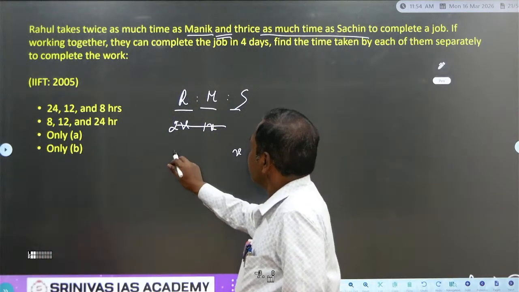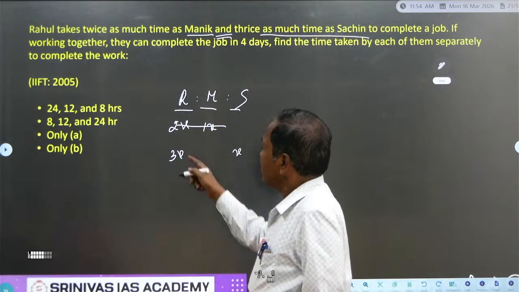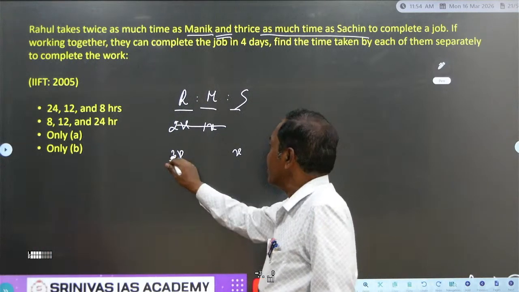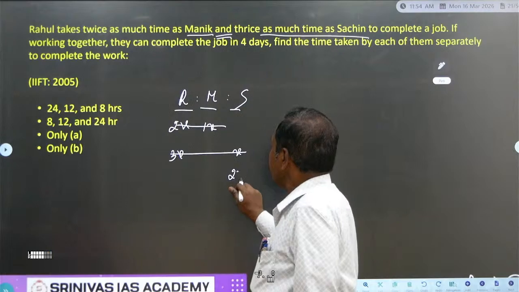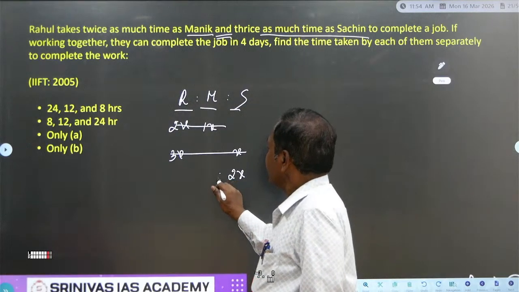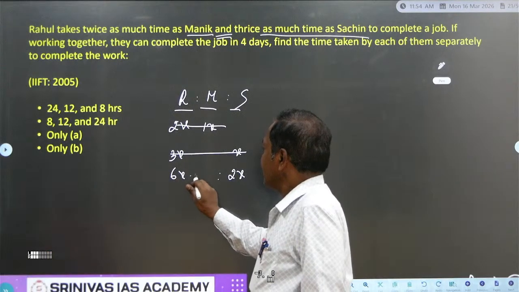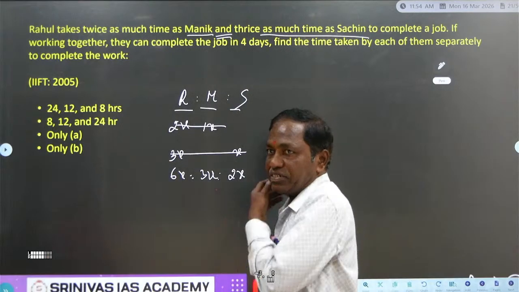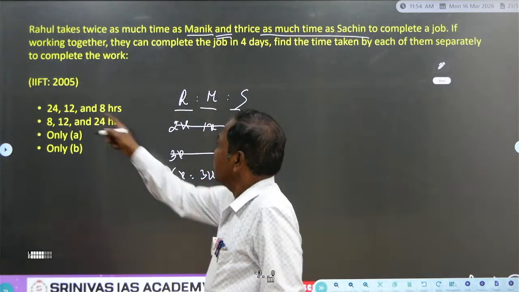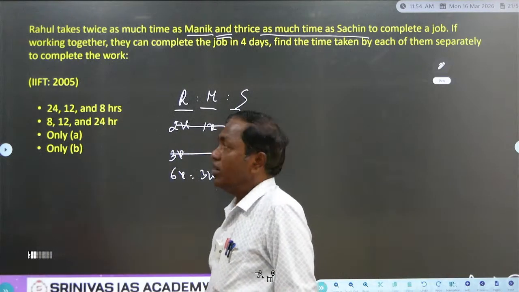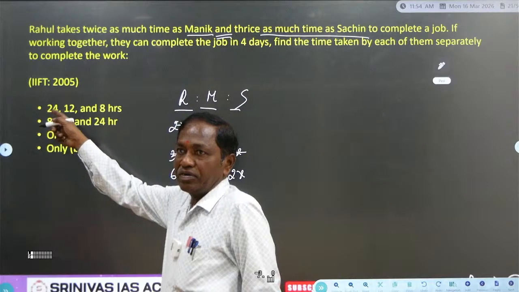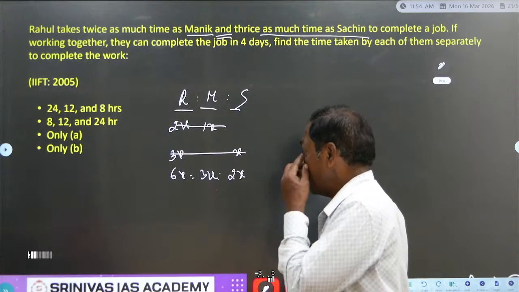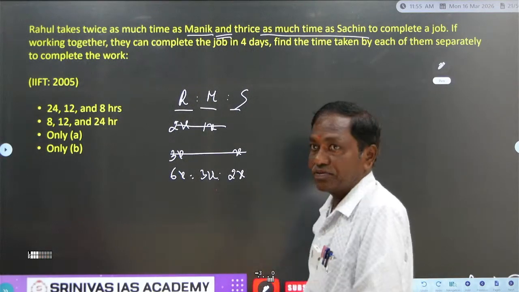Thrice is 3x. For Manik it says twice. Twice, how can you write 1.5? You don't write decimals. So you take 2x, and here it is 6x, and this is 3x. So 6, 3, 2. If you see the options like that, 6 4s, 3 4s, 2 4s. I think it should be 6x, 2x, 3x. Yes, 6, 3, 2, that is the ratio.